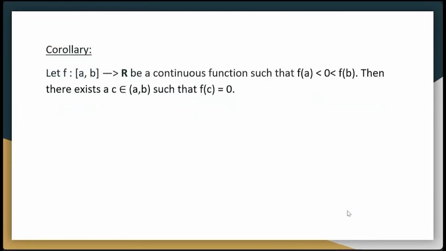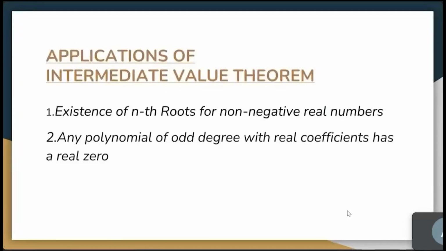Now I am going to state an important corollary. It's not actually a corollary; in some textbooks, this is mentioned as the statement of the intermediate value theorem. It states that let f be a continuous function from the closed interval [a, b] to R such that f(a) is less than 0, which is less than f(b). Then there exists a c belonging to [a, b] such that f(c) equals 0. I will be using this corollary to prove two applications. Today I will be explaining the existence of nth root for non-negative real numbers, and the second one, that any polynomial of odd degree with real coefficients has a real zero.